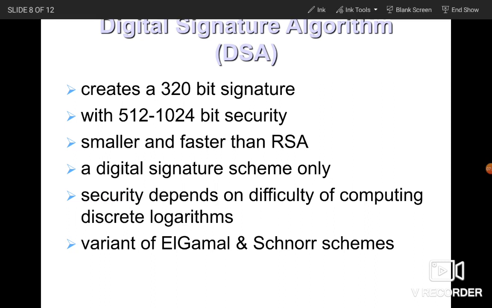Digital signature algorithm, that is digital signature standard, proposes a new technique called digital signature algorithm. It creates a 320-bit signature and it works with 512 to 1024-bit security. It is smaller than RSA and it is also faster than RSA. So it is used to provide only the digital signature. It cannot be used for encryption like RSA.